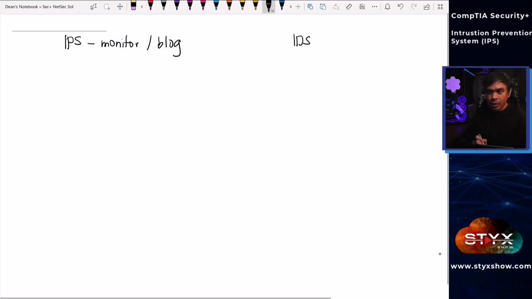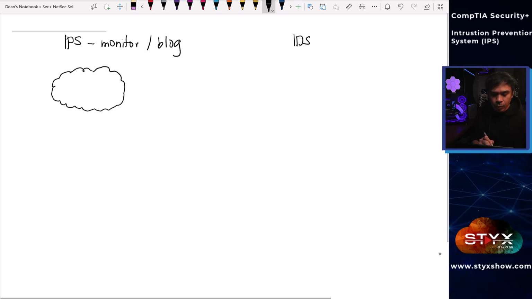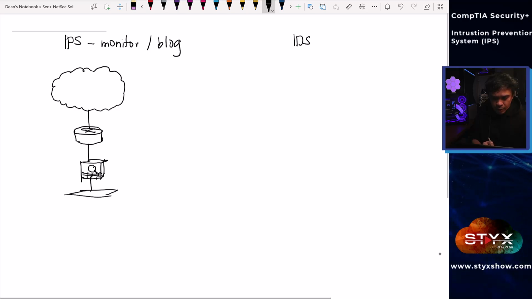All right, now what I'm gonna do first is I'm gonna create a topology. Okay, so here's our topology. Let's say this is the internet, and I will connect our router, then the firewall, and I will connect our IPS. So this is our IPS there. Okay, and behind IPS we have our internal network.